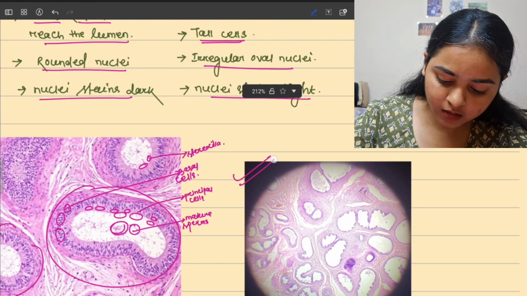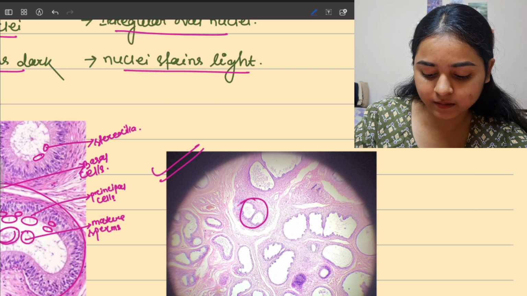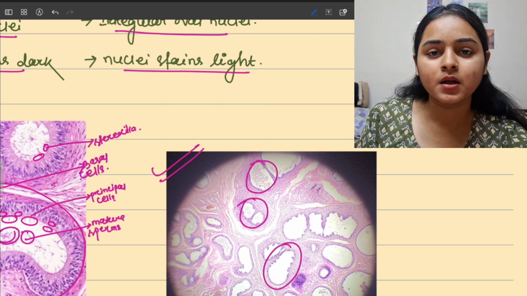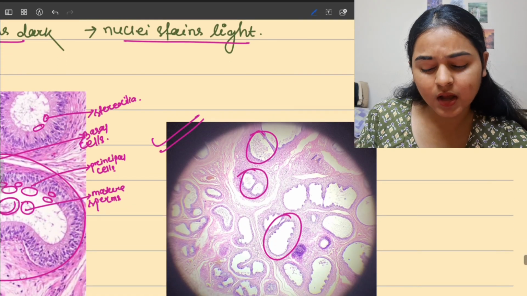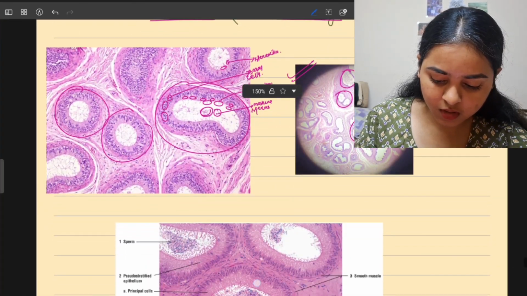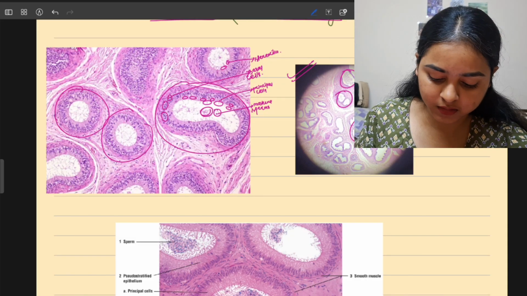This is the real slide picture of epididymis, but it is a low power view, so you can only identify the cut section of the tubules of epididymis, but you cannot identify the basal cells and principal cells here. I do not have a better picture for epididymis. So you can easily identify the slide of epididymis from these features only.